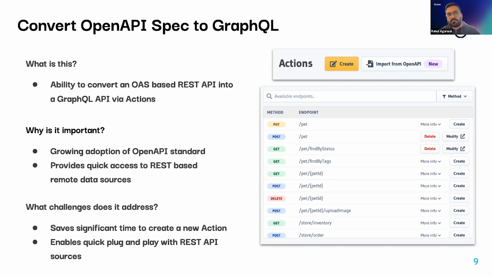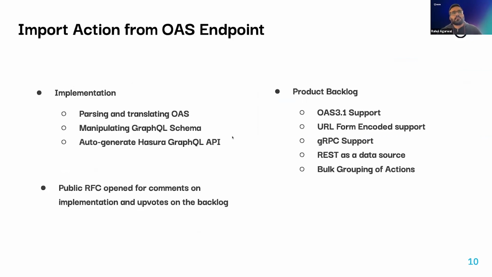What it will help you do is save significant time to create a new action. Yes, you can do manual creation of an action and get a REST endpoint into Hasura, but we are changing that paradigm from, let's say, minutes and even hours to seconds. And the whole goal of the feature is to enable quick plug and play with REST API sources. We have a public RFC opened. I will send the link for it in a short while. There you can understand more about the implementation.